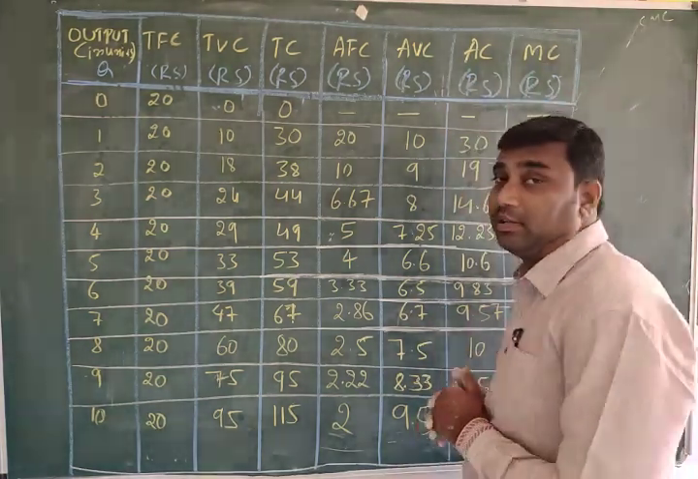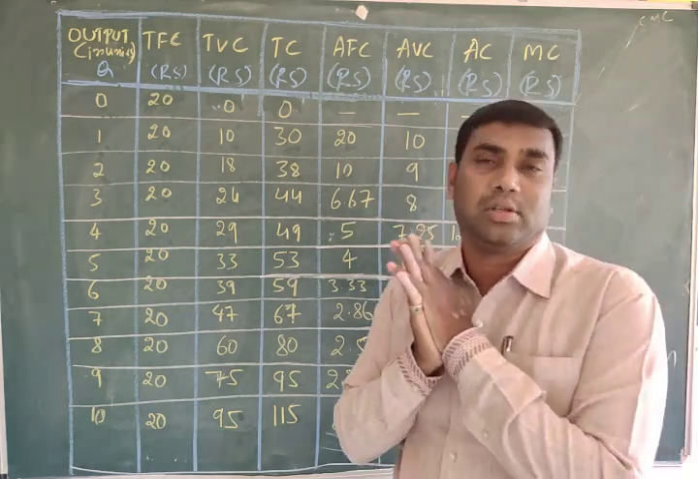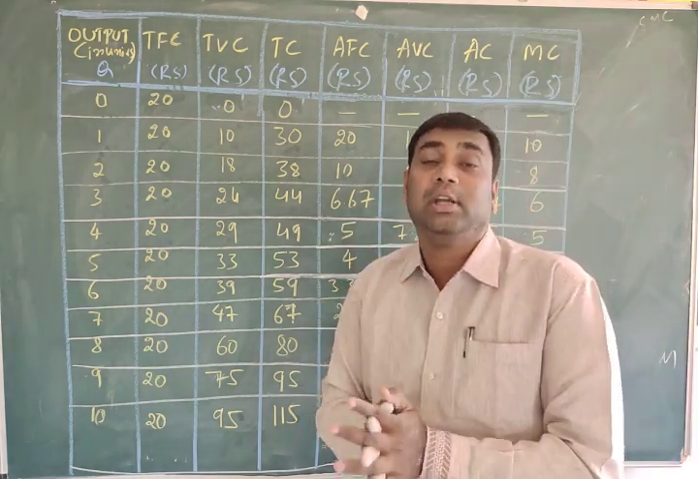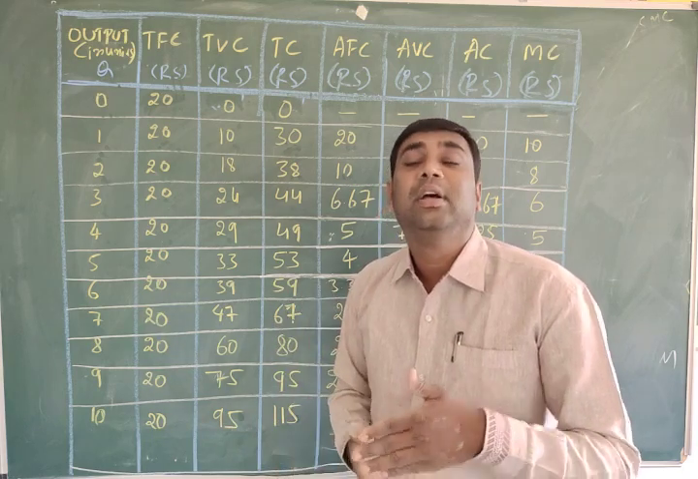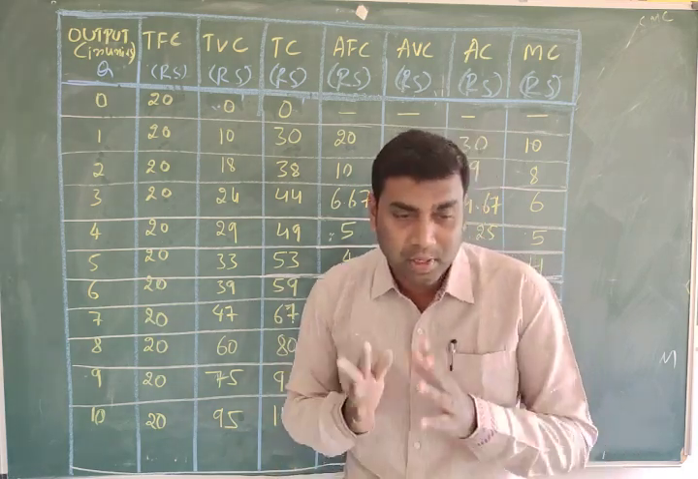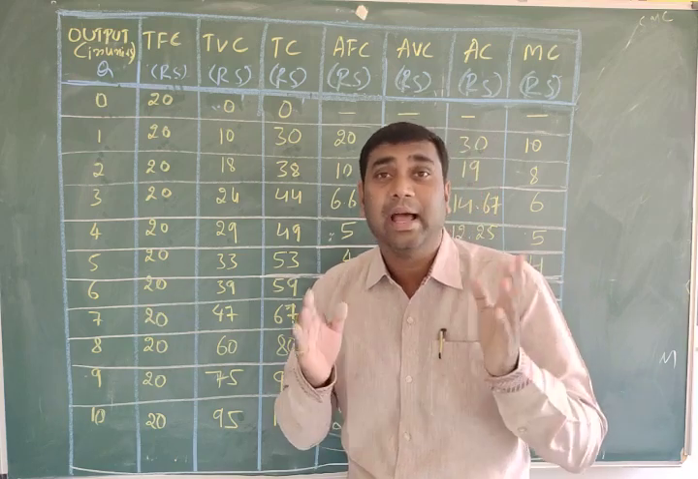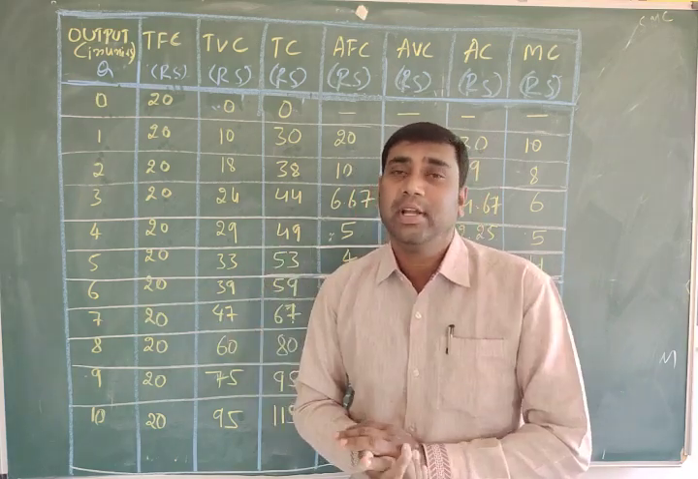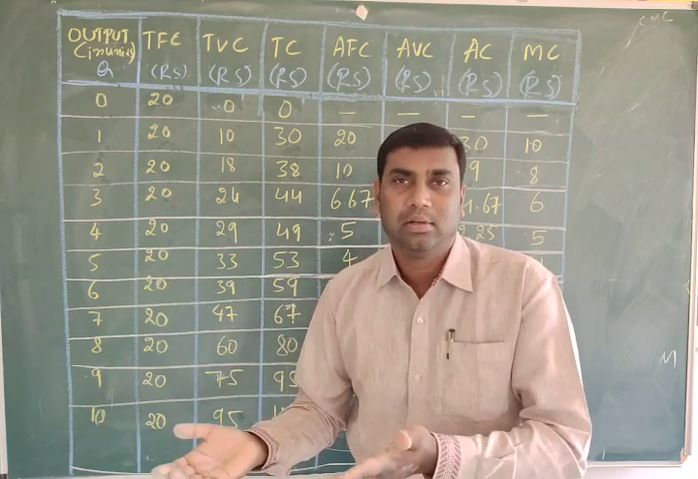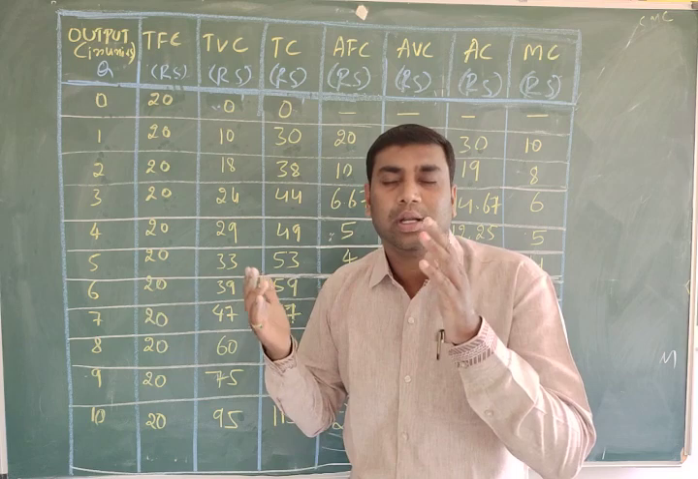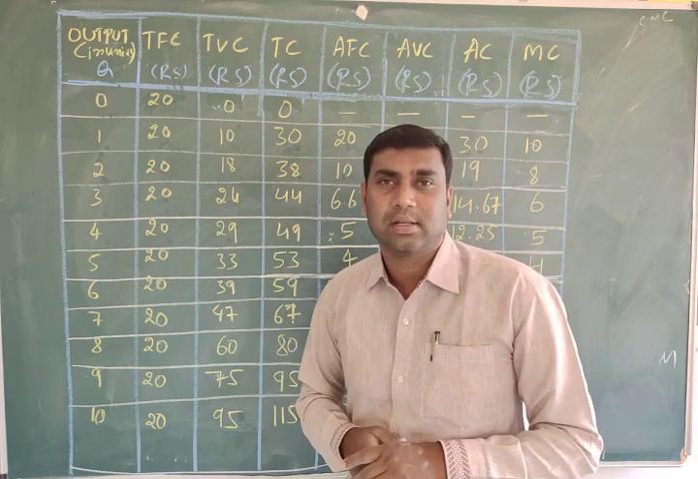And the last one is MC. MC means the cost of producing an extra unit of a commodity, an addition to the total cost. When we are producing an extra commodity, at that time we have to invest extra money. That cost is called marginal cost. Simply, marginal cost is the cost of producing an extra unit of a commodity. Otherwise, it is the cost that is additional to the total cost.